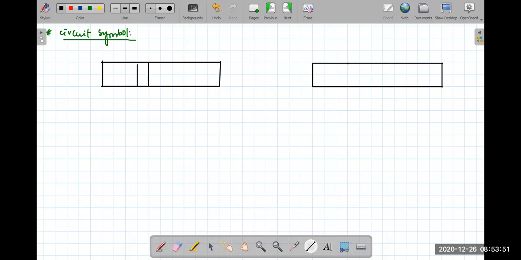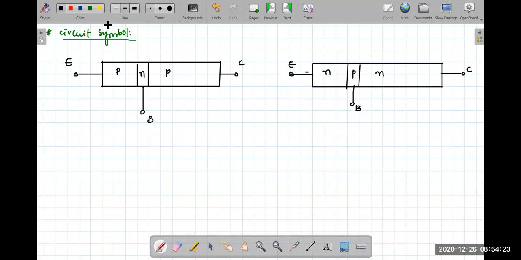PNP, NPN. This is emitter, this is base, and this one is collector. The thing is, what is the role of the emitter? The emitter must be emitting the charges. So this is the emitter current, this will be the base current, and this will be the collector current.